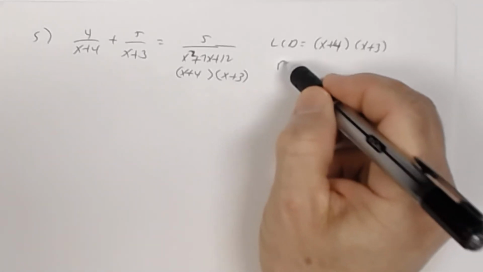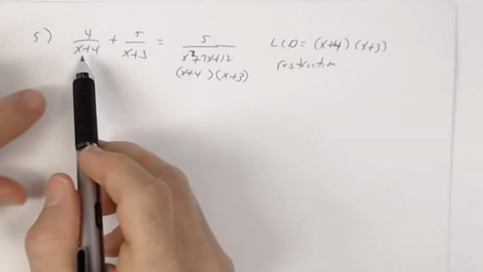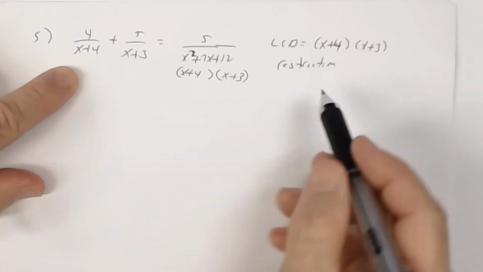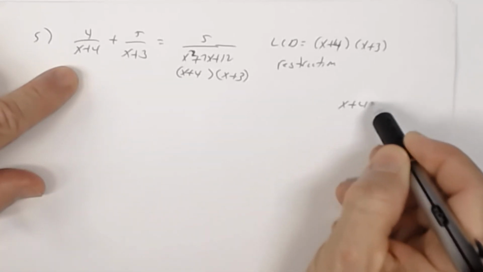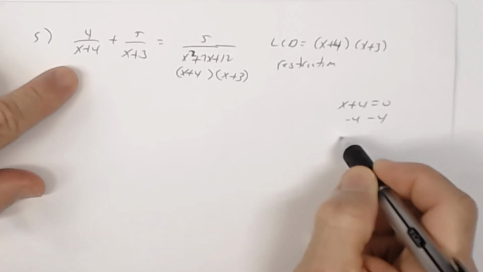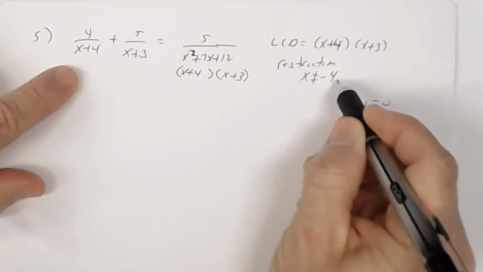Okay? Now once you find your least common denominator, let's go ahead and find the restrictions. So you're asking yourself, what makes this denominator 0? So x plus 4 is equal to 0. Let's subtract 4, and I get x to be negative 4. So there's one of your restrictions: x cannot equal negative 4.